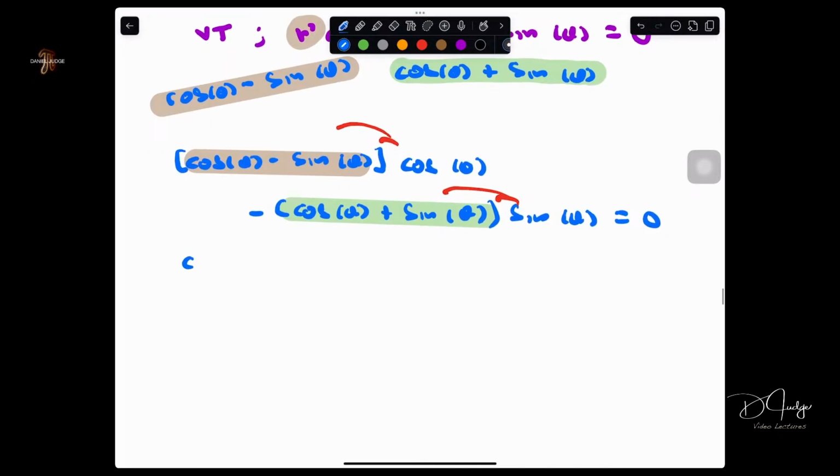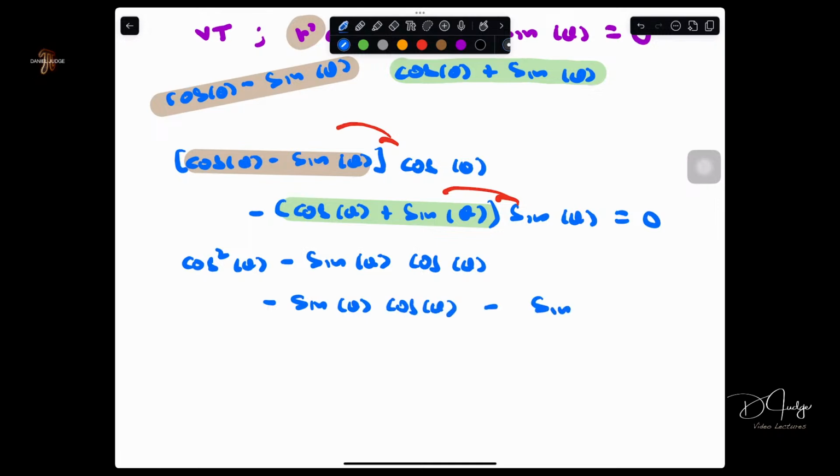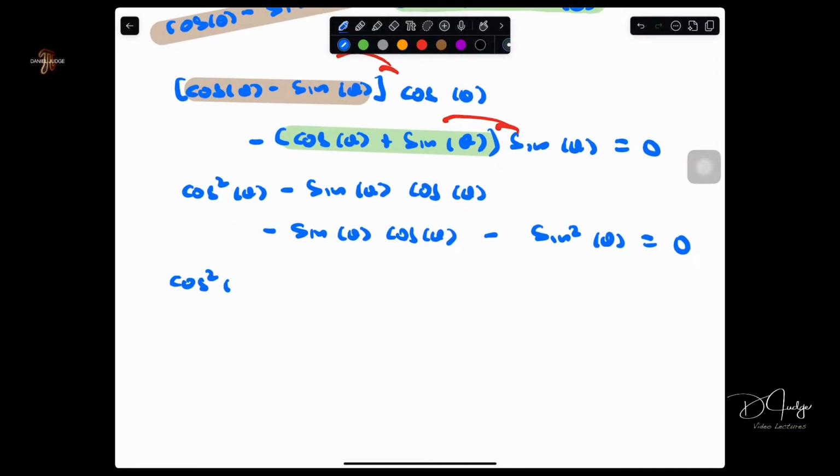Okay, let's do the algebra here. So we're going to end up with cosine squared theta minus sine theta cosine theta. Let's be careful here. This is going to be a minus cosine. I'm going to put the sine before cosine. Okay, we're using that distributive property, and then that'll be a minus sine squared theta. You get equal to 0. So we get a very similar trig equation to solve. Again, this is the trig equation. It looks similar.